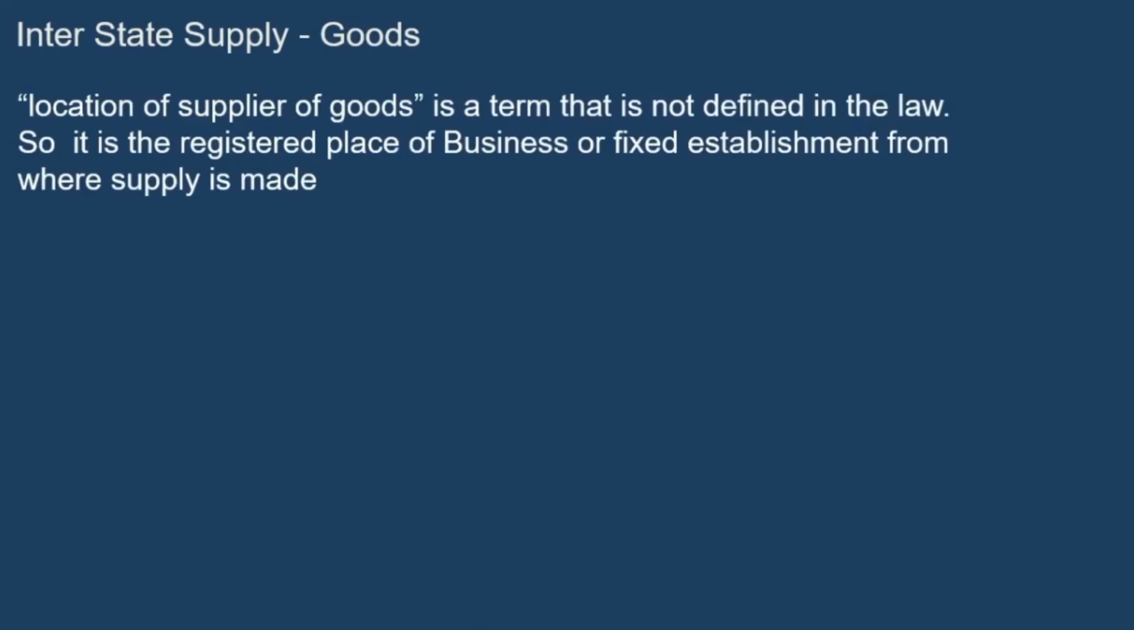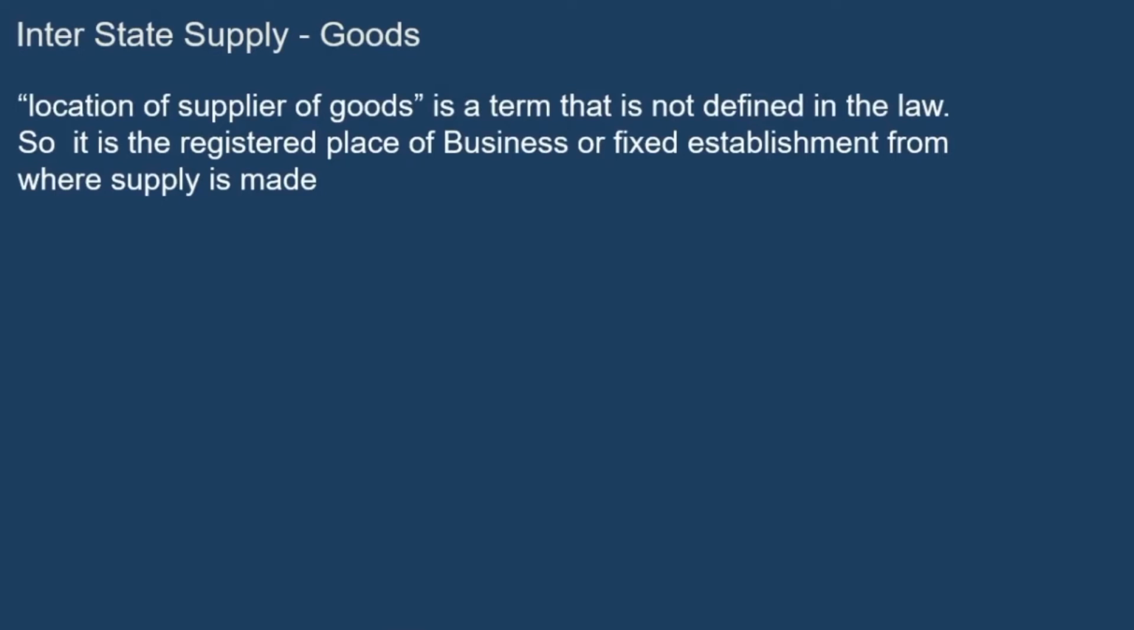Location of supplier of goods is a term that is not defined in the law of GST. So, it is a registered place of business or fixed establishment from where supply is made. See, the location of supplier of goods is logically a place from where supply is taking place. For example, from a factory in Mumbai where goods are being dispatched, the location of supplier will be that particular factory. This term, location of supplier of goods, is not defined under the law.